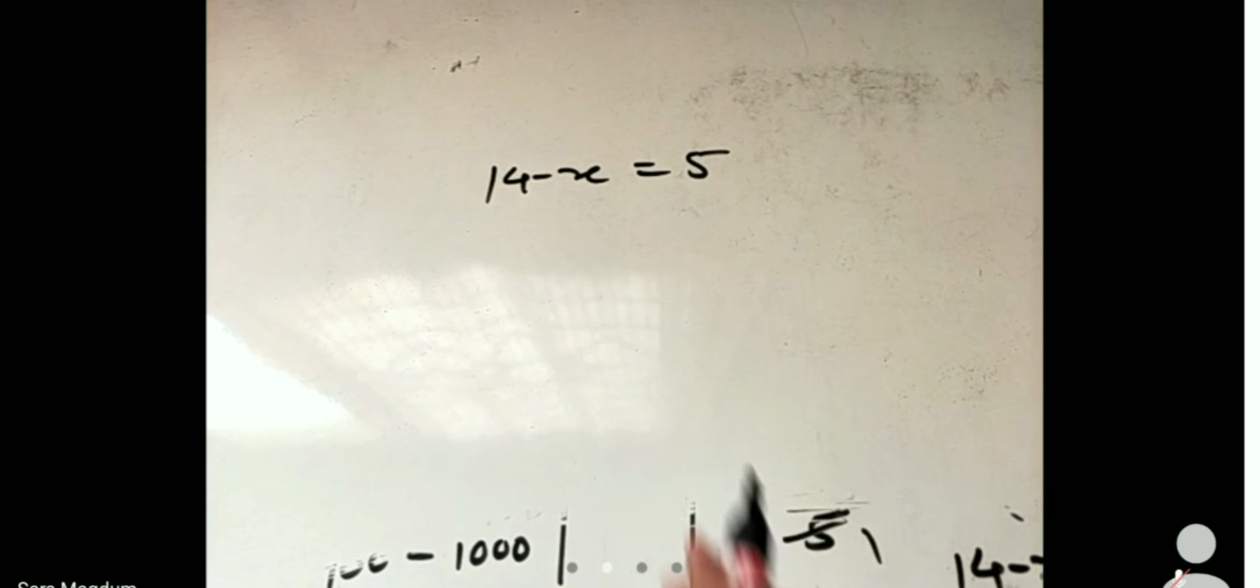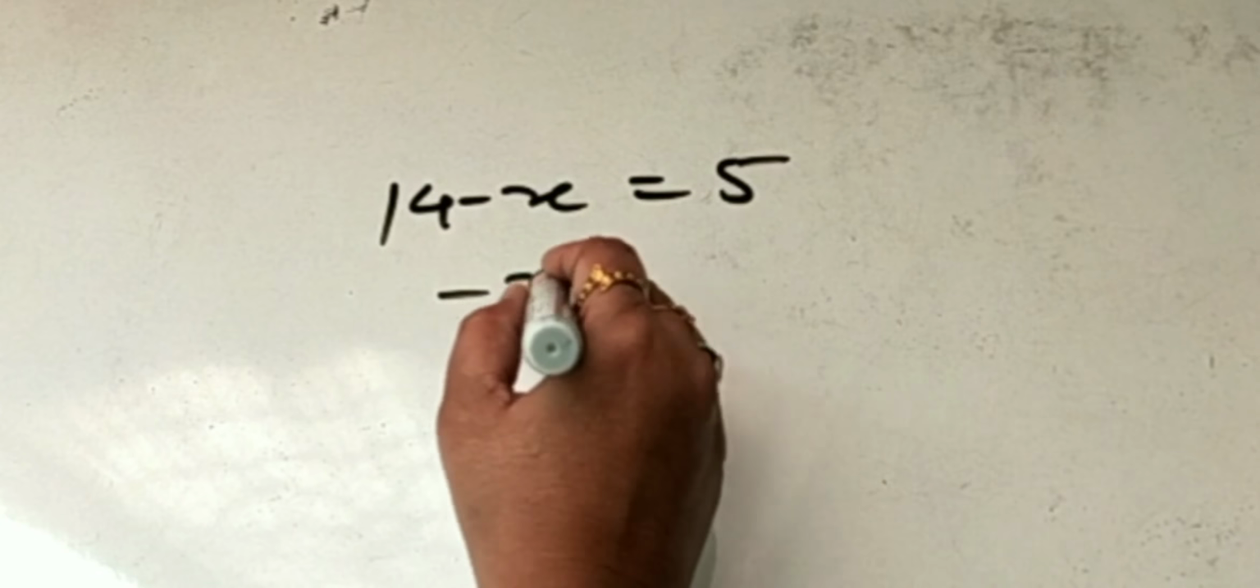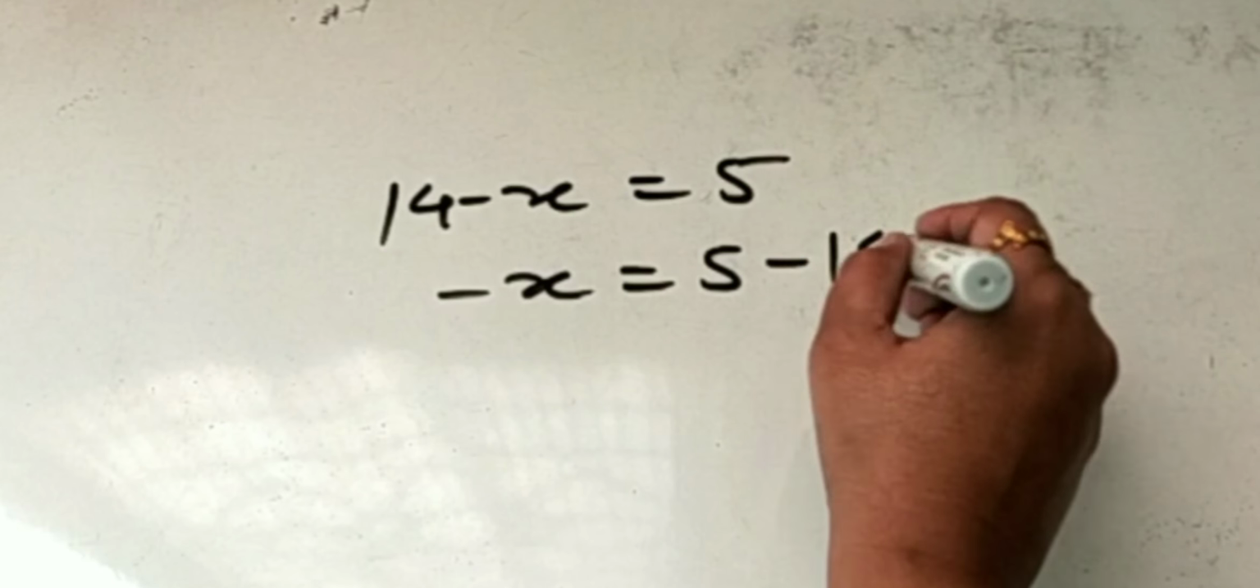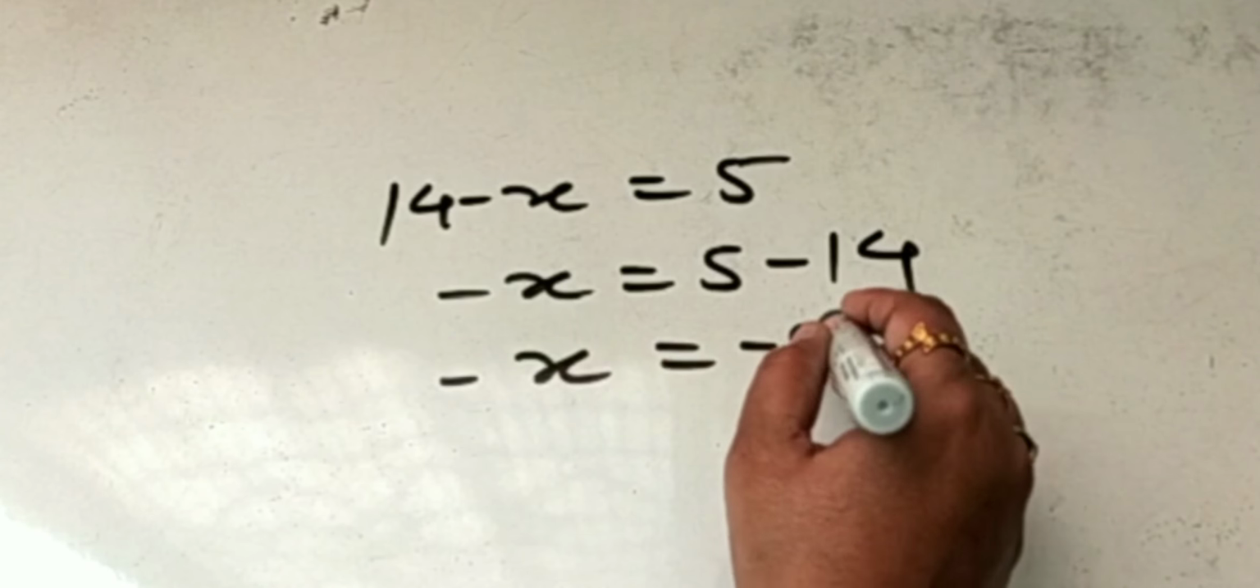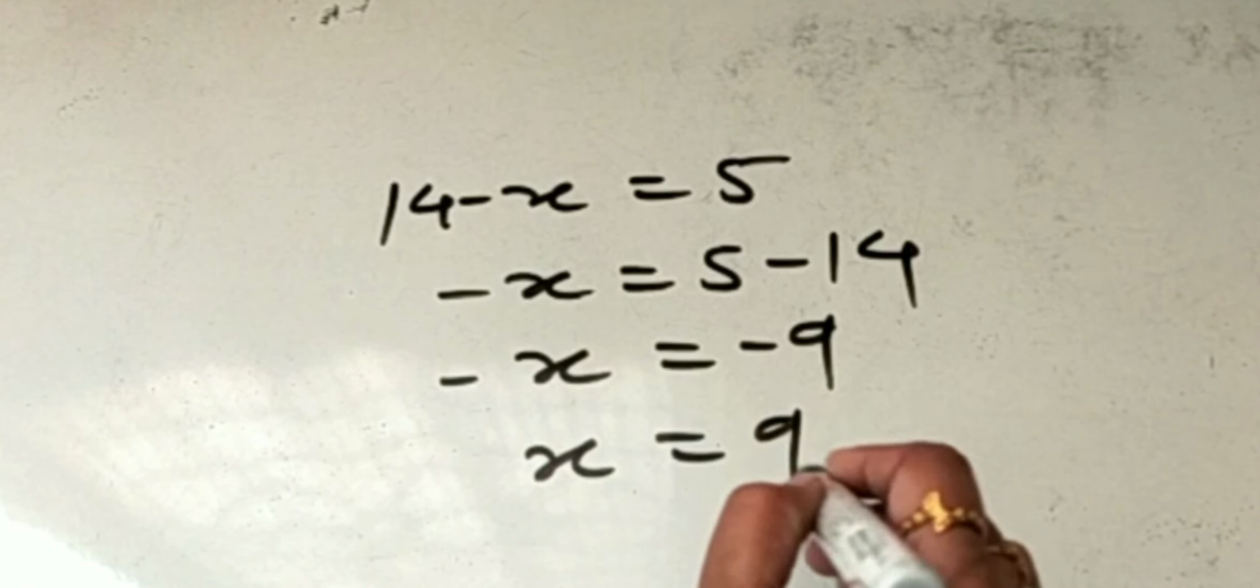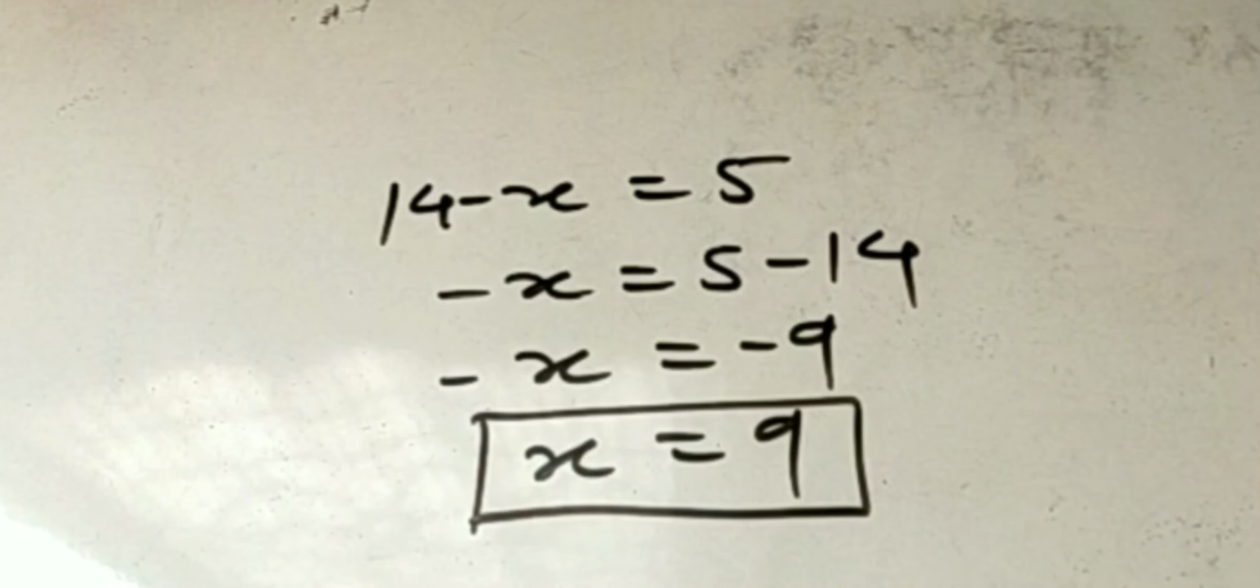So 14 minus x is equal to 5. We are on that point. Minus x is equal to 5 minus 14. Minus x is equal to minus 9 and therefore x is equal to 9. x is equal to 9. So we have got the value of x.